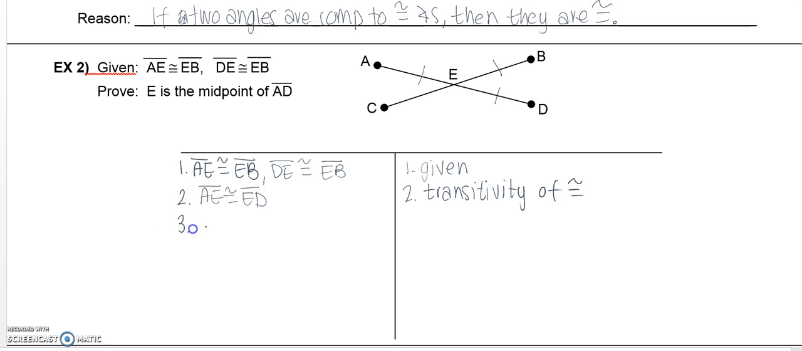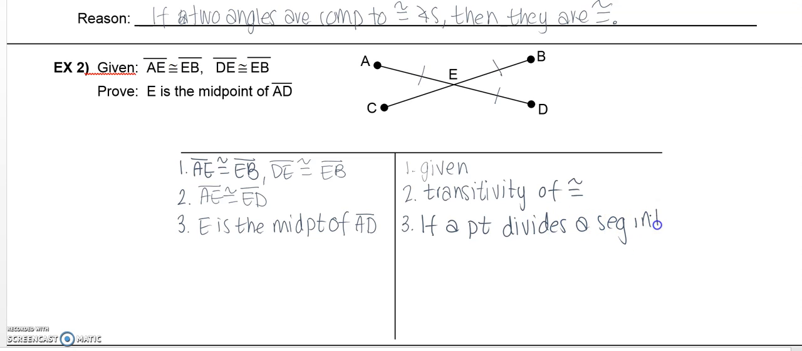Now from there, I can say that E is the midpoint of AD. That reason is: if a point divides a segment into two congruent segments, then it is the midpoint. Okay, I'd like you to actually pause this video, and then I will show you that solution after you've paused that video, or restart playing the video again.